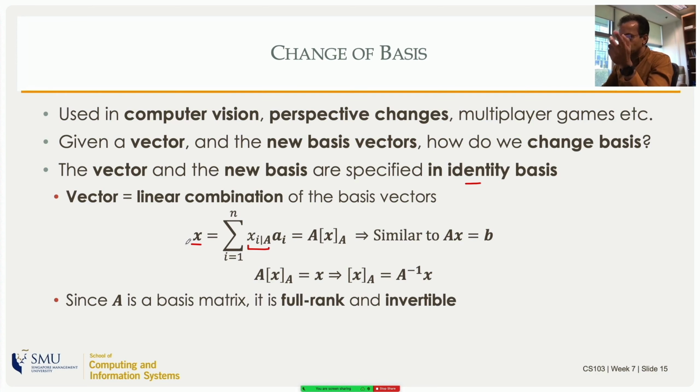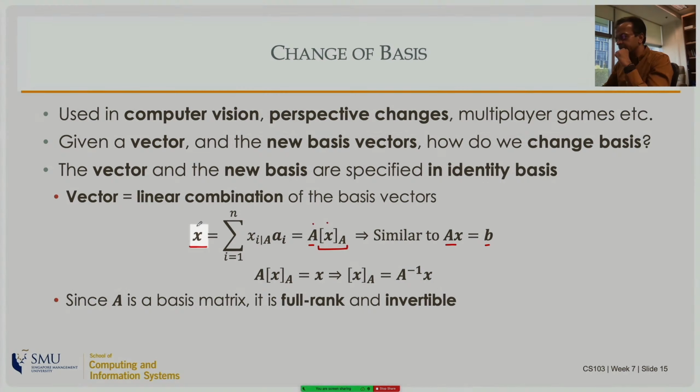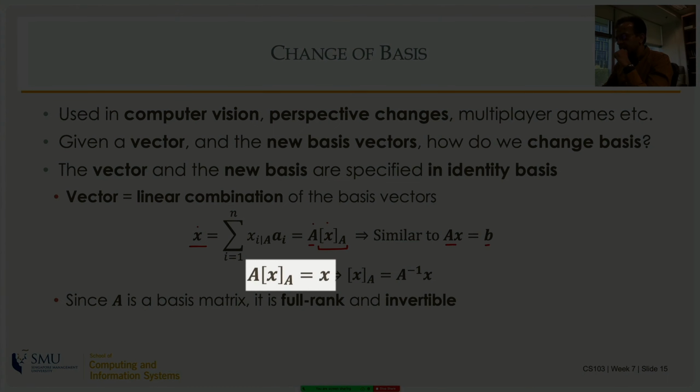So you have one vector, you have the components, and you have a new set of components and new set of basis vectors, and the linear combinations of the new basis vectors with the components should give you the same vector. That's why it's the components of the same vector. X is equal to A times a bunch of numbers that we call X sub A, because those are components in the basis matrix of A. That is very similar to AX equal to B. In fact, it's identical. This is A, this is X, and that is B. So it's A, X sub A is equal to X.